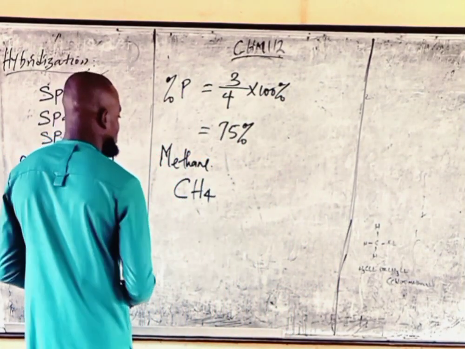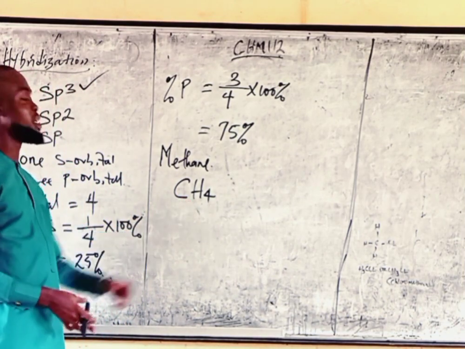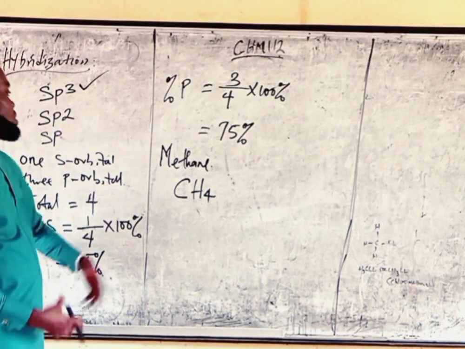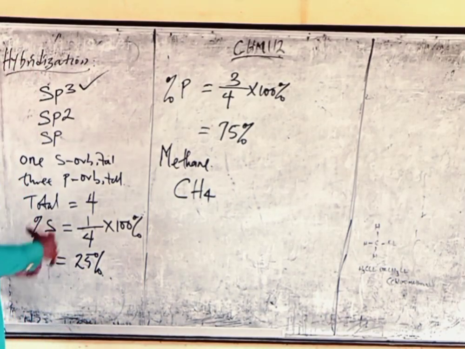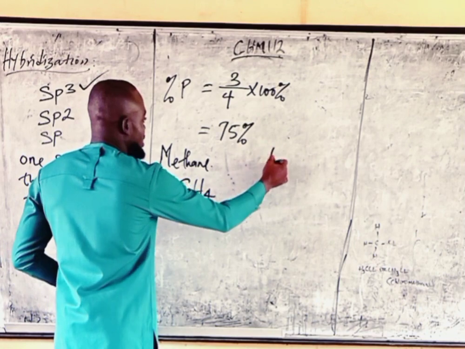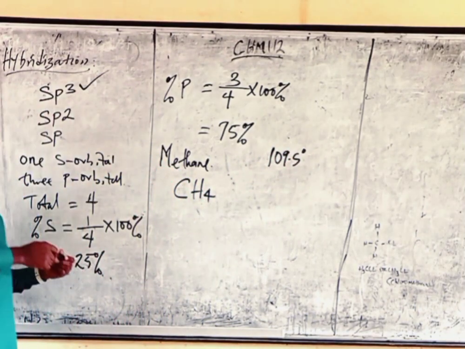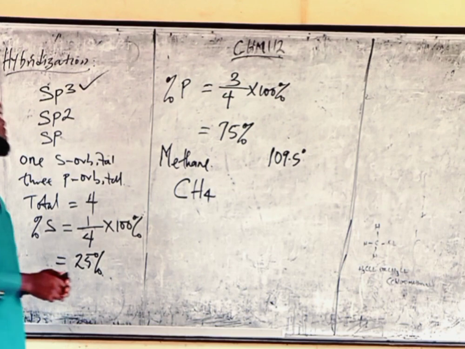So how do we actually show this? Now the bond angle of this carbon, since it's sp³ hybridized, will be 109.5 degrees. That is the bond angle of a carbon atom that is sp³ hybridized.